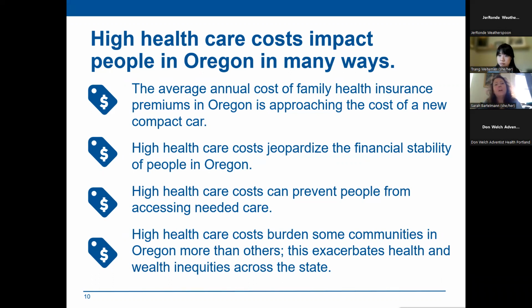That's just looking at commercial, but we know that the impact of healthcare costs are affecting people in all parts of the state, all types of insurance coverage. And it's leading to negative outcomes, preventing people from accessing care. We know that there's a good portion of people in Oregon who report that they're delaying care because of costs. And we know that this burdens some communities more than others, which exacerbates the health and wealth inequities across the state. Our team put out a report a couple of weeks ago that looks at some of these impacts and provides a lot more detailed data. We'll share the link to that later, but if anyone wants to dig in more to some of those impacts, we have a whole report behind this slide.